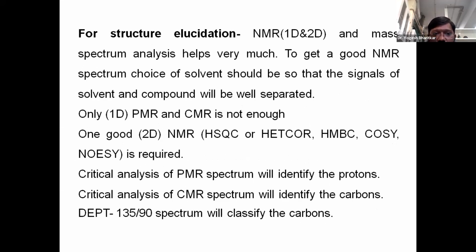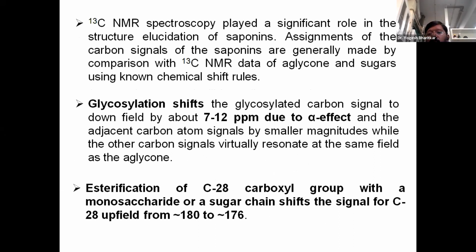For structure elucidation of saponins, 1D NMR, PMR and CMR, is not enough, then we go for 2D: HSQC, HMBC, COSY, NOESY, and DEPT. Some basic information about where the signals come from: in 13C NMR spectroscopy, we get the number of carbon atoms.